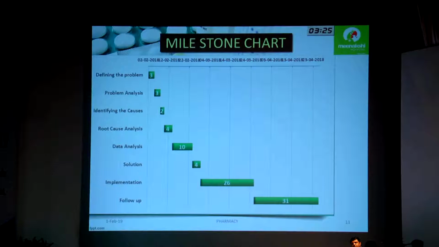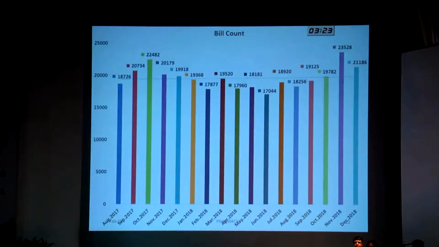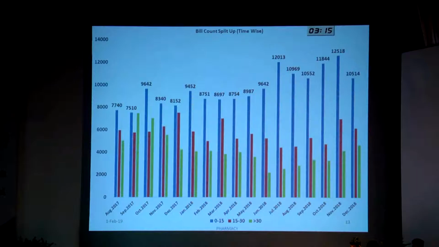We followed an 8-step process to complete this, and this is the bill count data from the month of August 2017 to December 2018. On average, we handled 19,000 prescriptions a month. Next, we categorized the bill count time-wise. We had 3 categories: 0 to 15 minutes, 15 to 30 minutes, and more than 30 minutes.